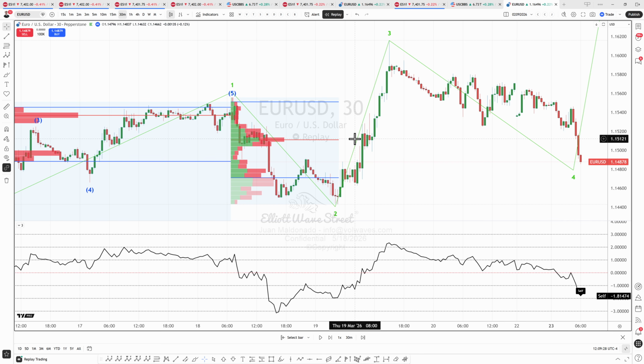So the answer is yes, the volume profile works for finding the end of the second wave or wave 4 or any corrective wave with precision and with a high probability. This is something that we constantly do in our live trading room that we have Monday through Friday on Elliott Wave Street. But great example with the volume profile and Elliott Wave.